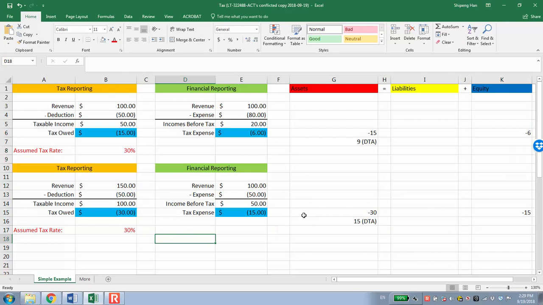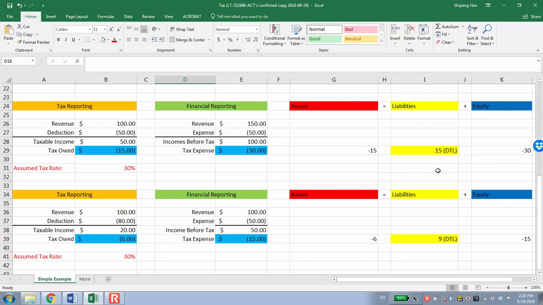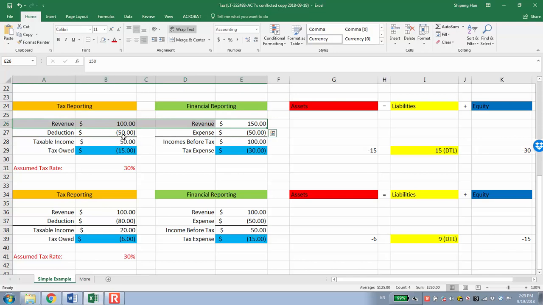Next, let me discuss deferred tax liabilities. Similar examples. Actually, I only flip the example. Here I assume deductions are 50 for tax reporting and 50 for financial reporting. The only difference now is the financial revenue is greater than the tax revenue. This will result in the income before tax being greater than taxable income. So the tax expense is also greater than tax owed.